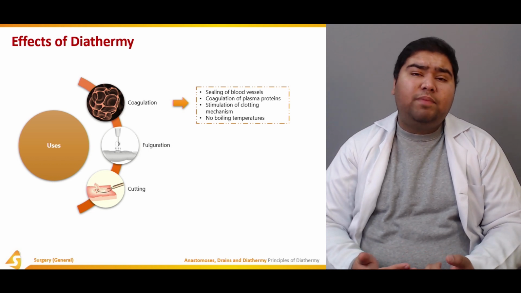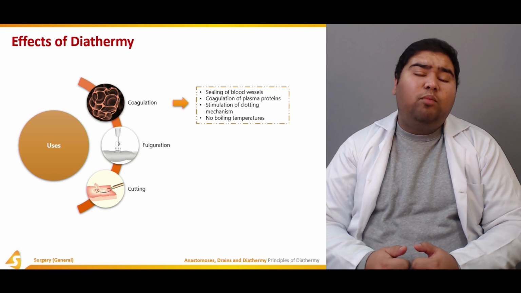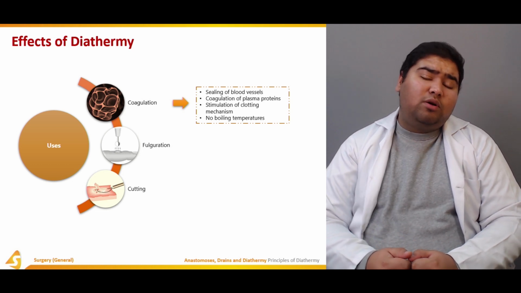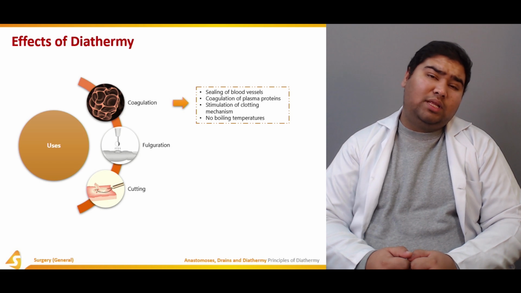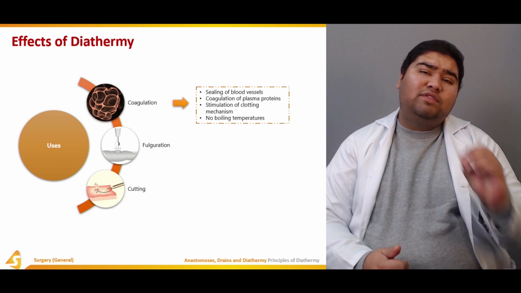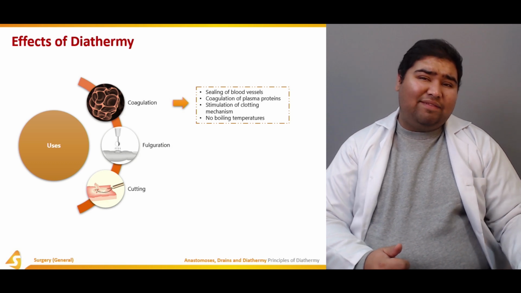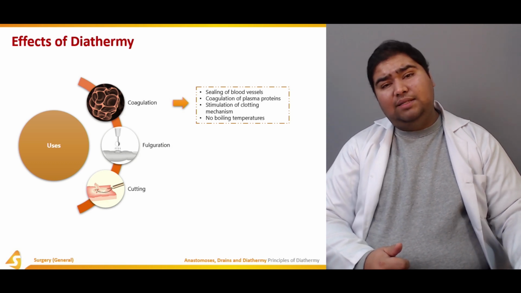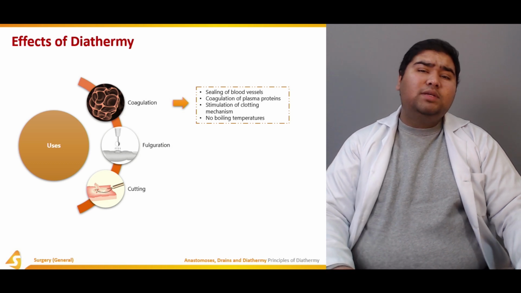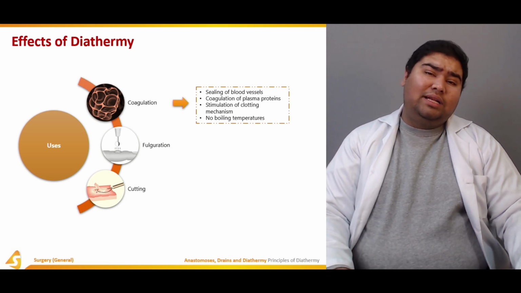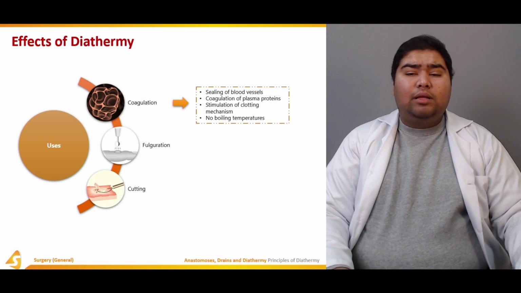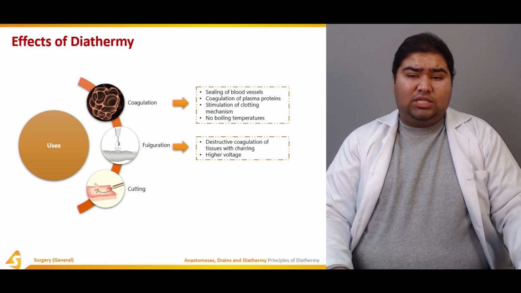the probes usually prevent the attainment of boiling temperature within the tissues, because if you attain the boiling temperature within the tissues, a cascade of disastrous effects would occur, and that would damage the body extensively. So the current which passes through the diathermy probes is kept in check so that the boiling point temperatures are not achieved.